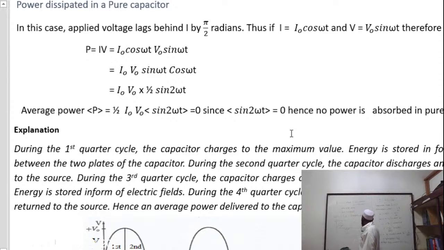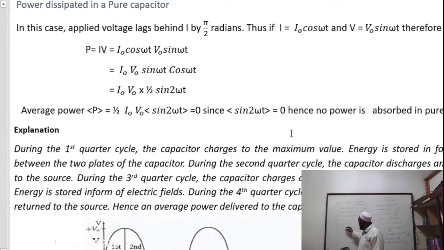You need to know that energy stored in a capacitor is given by half CV squared. So if the capacitor charges, the voltage has increased, and energy is stored within the plates of the capacitor. When the capacitor discharges in the second half cycle, the stored energy is returned back to the source. This is the source. In the process of discharging, the energy is returned back to the source.